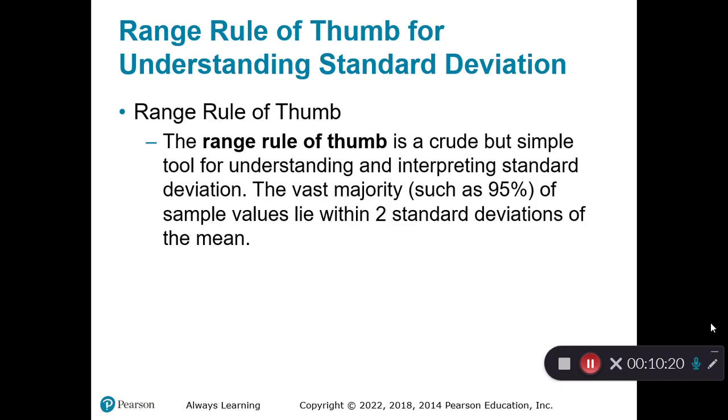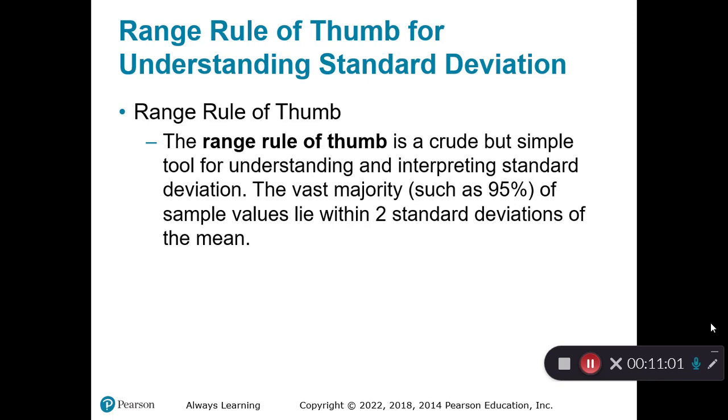The rule of thumb that we're going to keep referring back to when it comes to interpreting standard deviation is as follows. This is something that we're going to continue seeing over and over again for the remainder of our course. So this is pretty significant, pretty important for us to stop and take a look at what this implies. The range rule of thumb is a crude but simple tool for understanding and interpreting standard deviation. The vast majority, such as 95% of sample values, are expected to lie within 2 standard deviations of the mean.